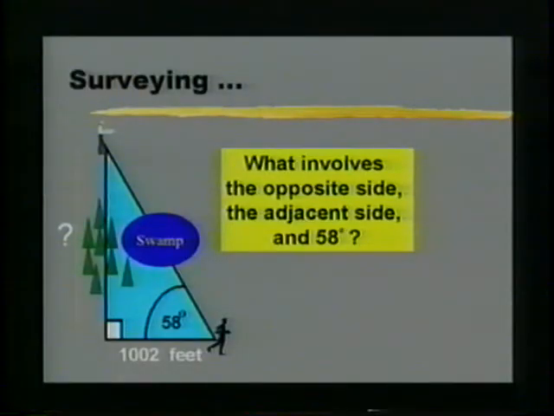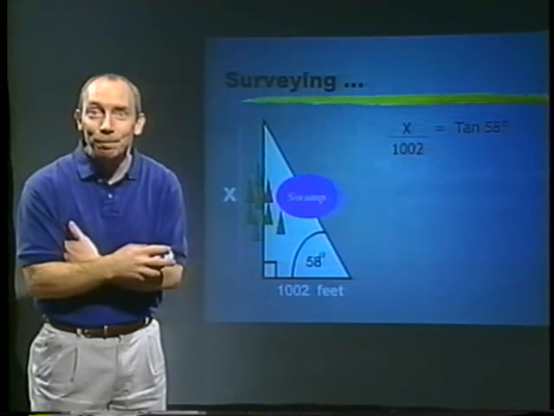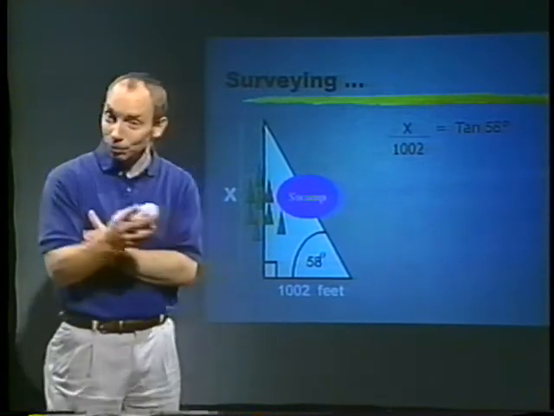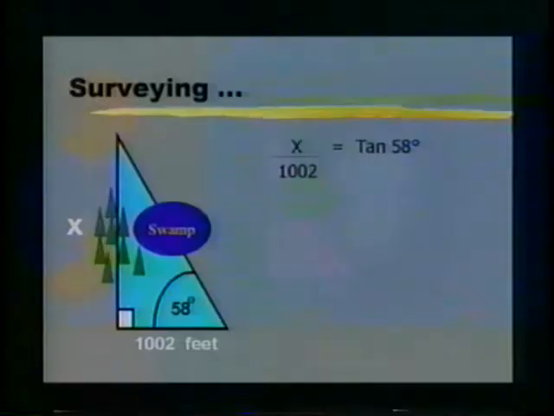And he said to me, what involves the opposite side, the adjacent side, and 58 degrees? You're supposed to memorize that. What involves that? Well, it's the tangent. Your old buddy the tangent. And we can create an equation. Our desired side, x, divided by 1,002, that's the opposite, x, divided by the adjacent, 1,002, should be the tangent of 58 degrees by definition, okay?